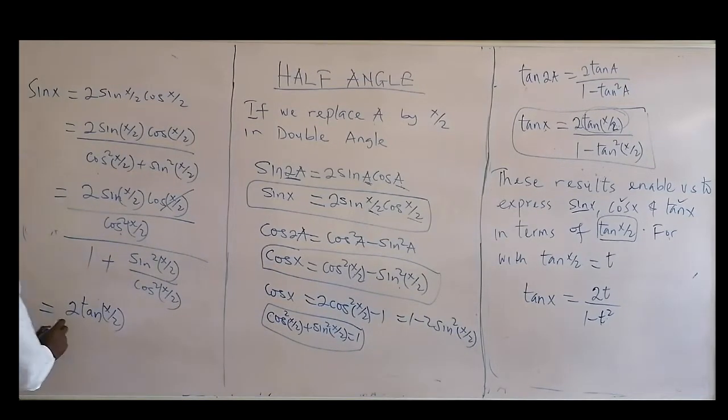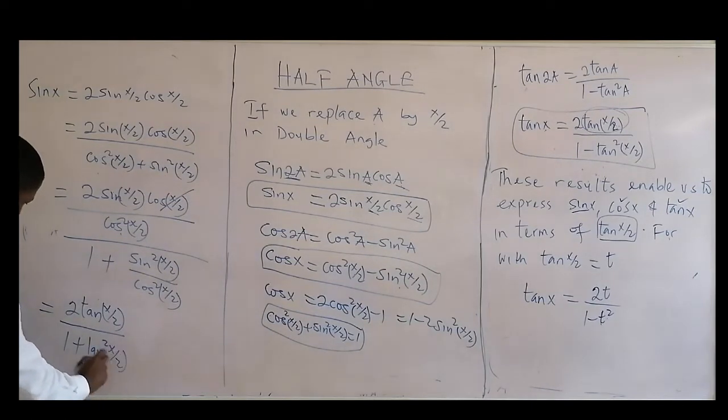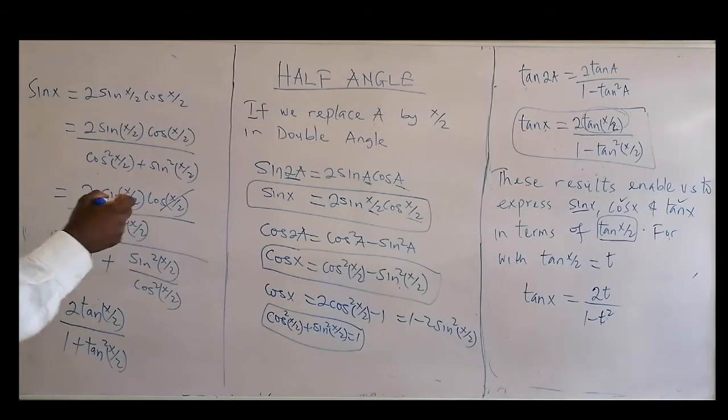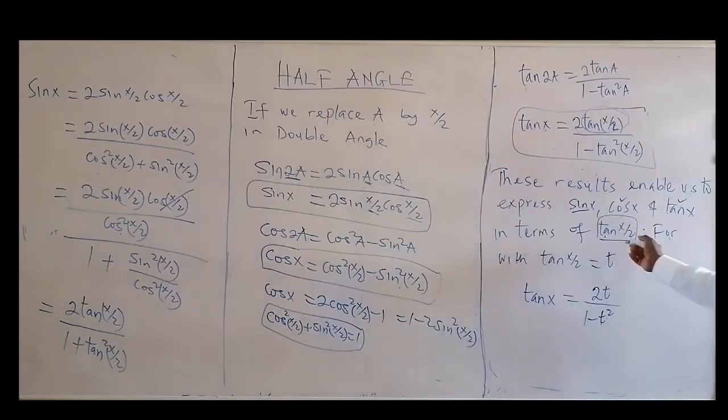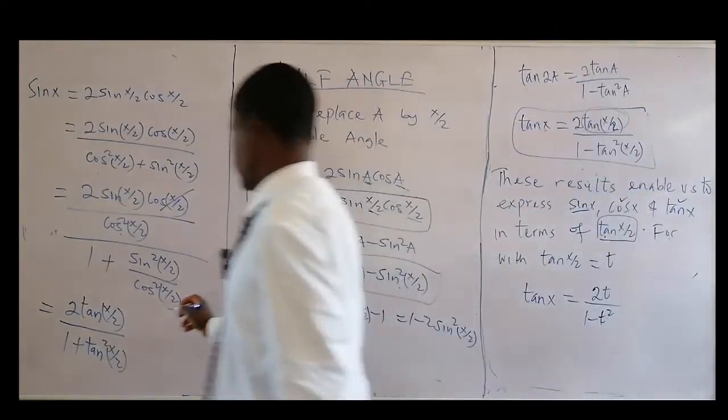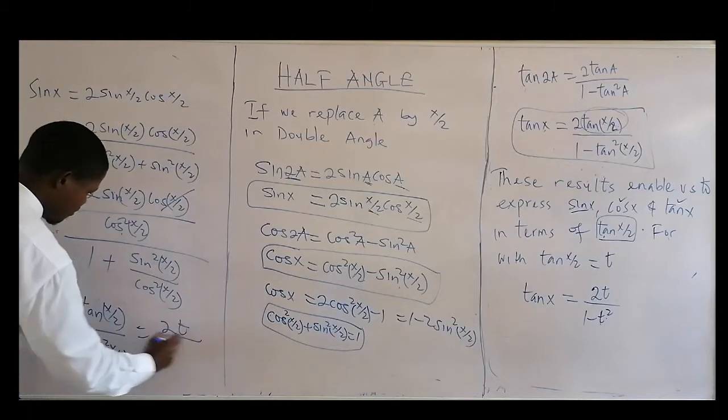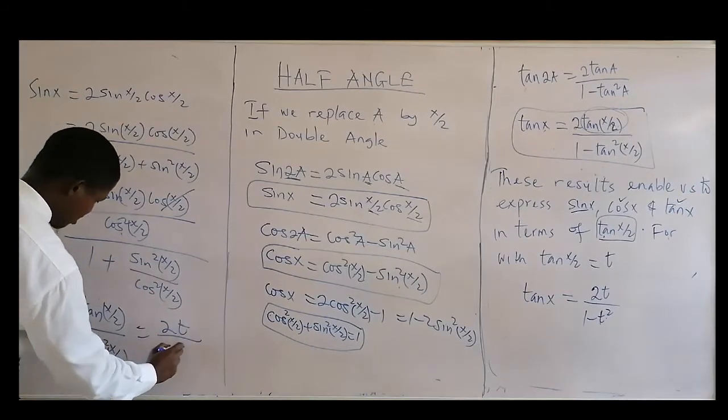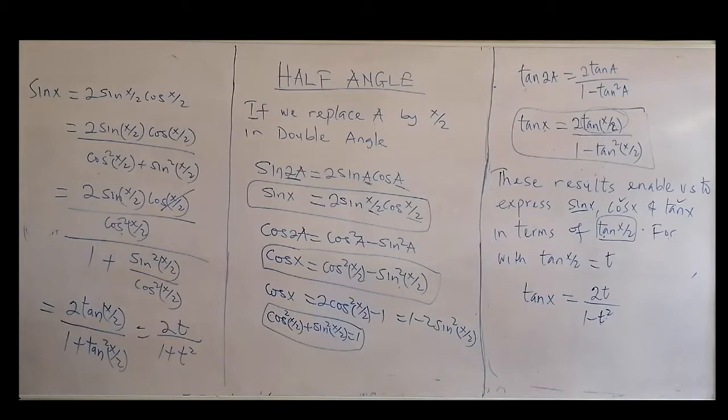2 tan x over 2 all over 1 plus tan square x over 2. And based on what we said, that we are using t for tan x over 2, this will now become 2t over 1 plus t squared. That's for sine x. That's the sine x in form of t. So that's 2t over 1 plus t squared.